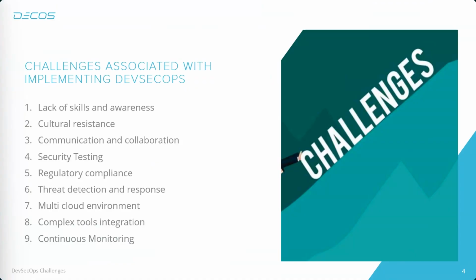As per the Gartner report, 50% of organizations have implemented DevSecOps. 31% of organizations are in the implementation process, while 11% plan to implement DevSecOps. Therefore, let us see the DevSecOps challenges that others have in their business strategy. Here we have listed challenges associated with implementing DevSecOps. So let's discuss these in detail in upcoming slides.